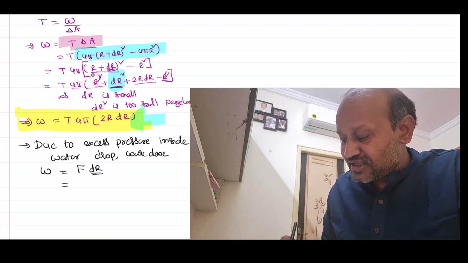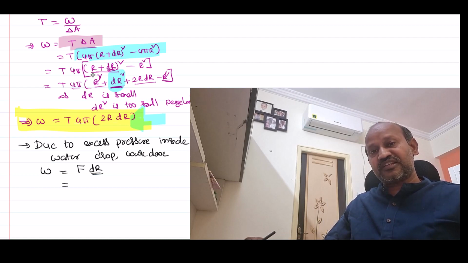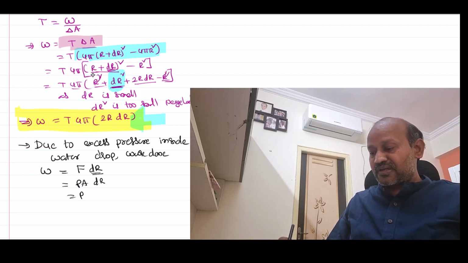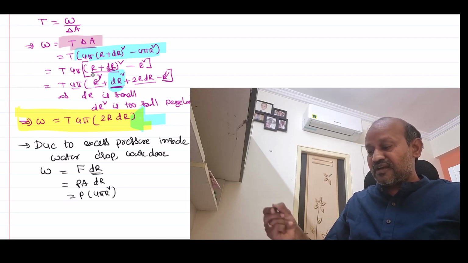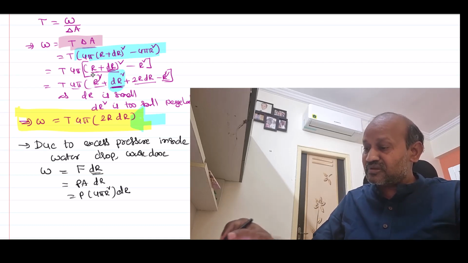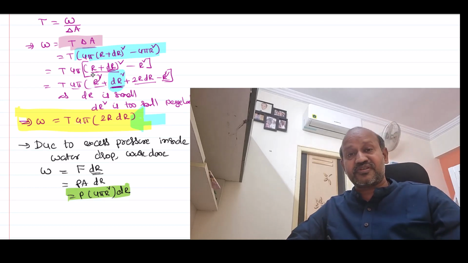As I have to calculate pressure, I will define pressure as force acting per unit area, then force will become pressure into area and then dr. Pressure into area, being a spherical one, finally has area of 4 pi r square, so 4 pi r square dr. So this is the amount of work done due to the excess pressure.